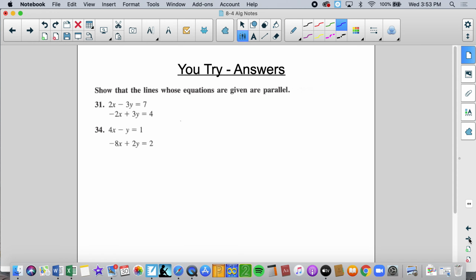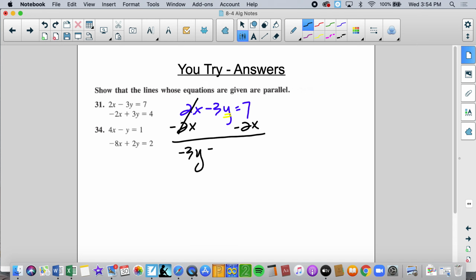All right, so the first thing we want to do is take each equation and isolate for y. We're going to get y by itself. Now we see the importance of knowing how to move variables and other items across the equation. Divide by negative 3, divide by negative 3, divide by negative 3. We get y equals positive 2/3 x minus 7/3.